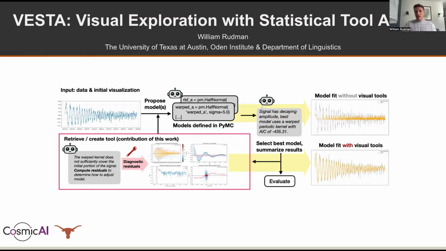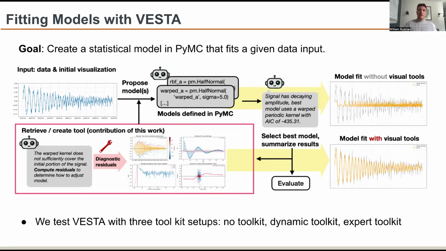The goal of VESTA is to propose statistical models that fit a given input. Fitting models to data is a key part of the scientific discovery pipeline, and the goal of VESTA is to automate this with VLM agents. What distinguishes VESTA from prior work is its ability to retrieve and dynamically create new tools to explore the data and further refine statistical hypotheses.